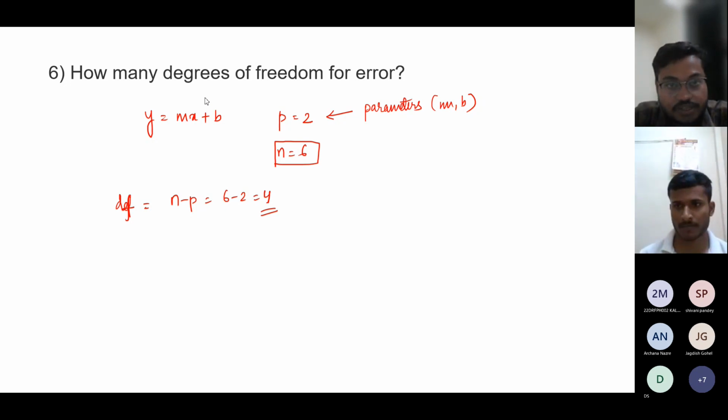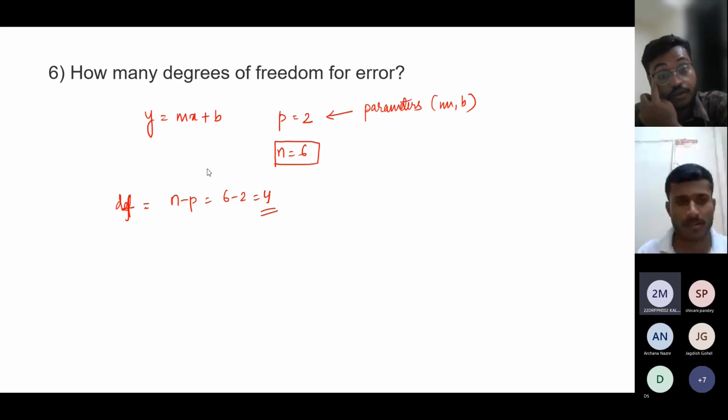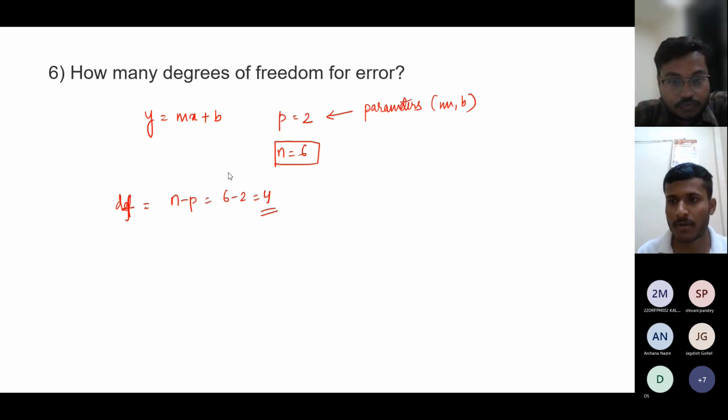Yeah. So, if no one else has any doubts, we'll stop here today. Hi, sir. Yeah, hi. Sir, I have a question regarding the P value. Regarding P value. Okay, yeah.